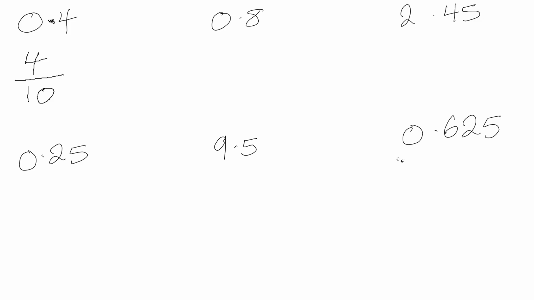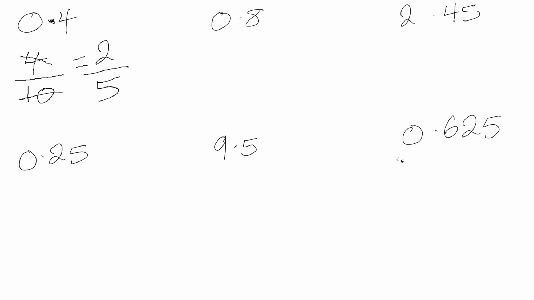But then we need to simplify the fraction. The common factor for 4 and 10 is 2. So we need to divide. 4 divided by 2 is 2, and then 10 divided by 2 is 5. So the fraction equivalent for 0.4 is 2 over 5, or 2/5.